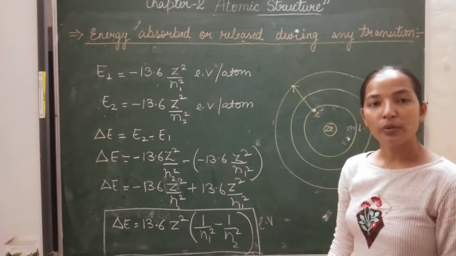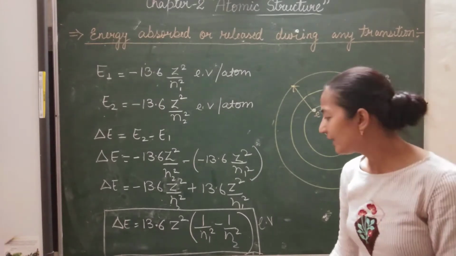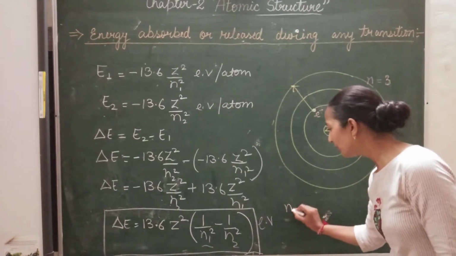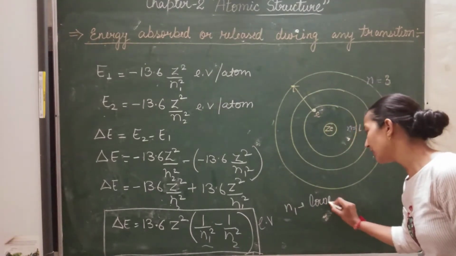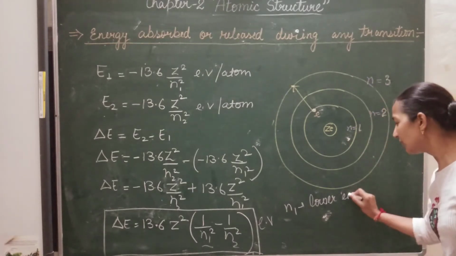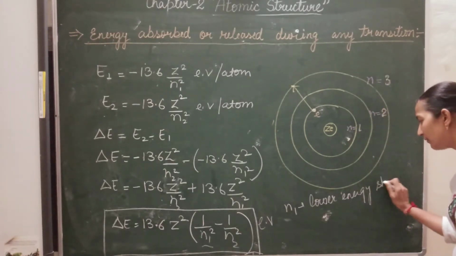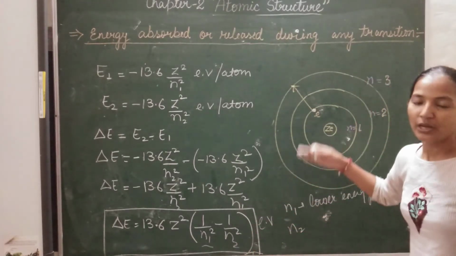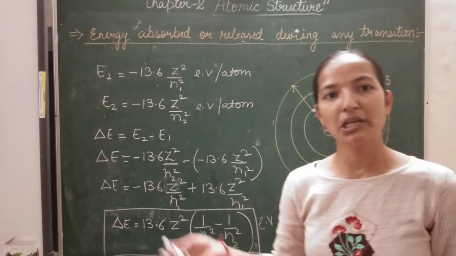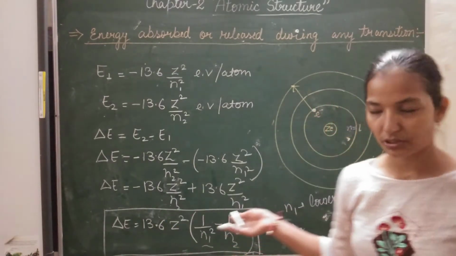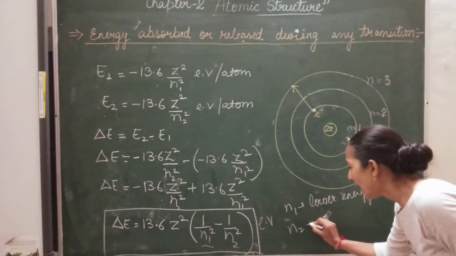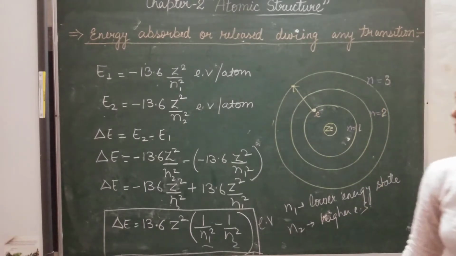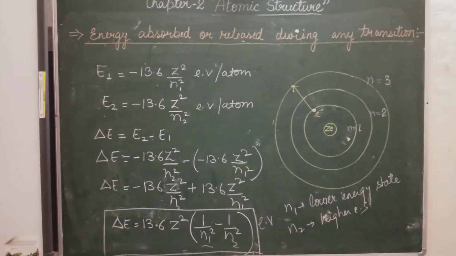Now listen carefully, one thing is also there. N1 represents the lower energy state in which the electron is present, and N2 does not represent only n equals 2. N2 may be n equals 3, 4, in which the electron is going to transit or showing transition. So N2 will be the higher energy state. This is the amount of energy absorbed or released.